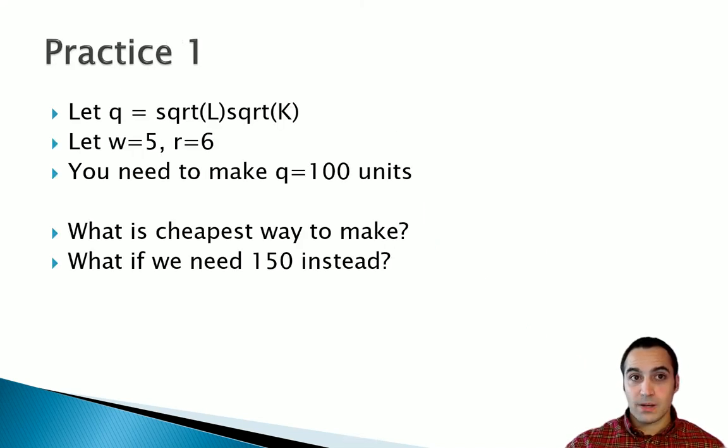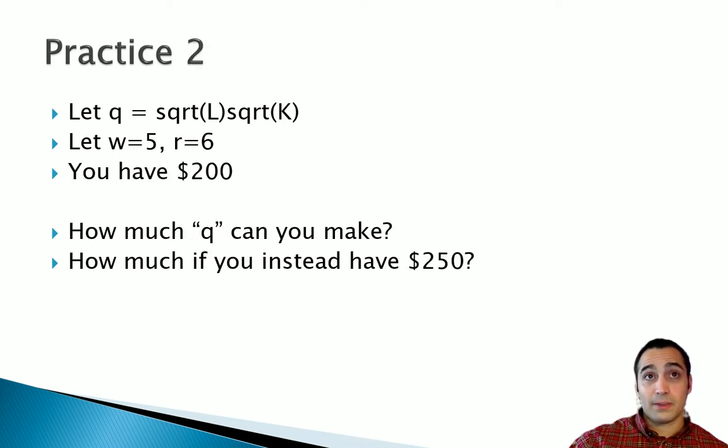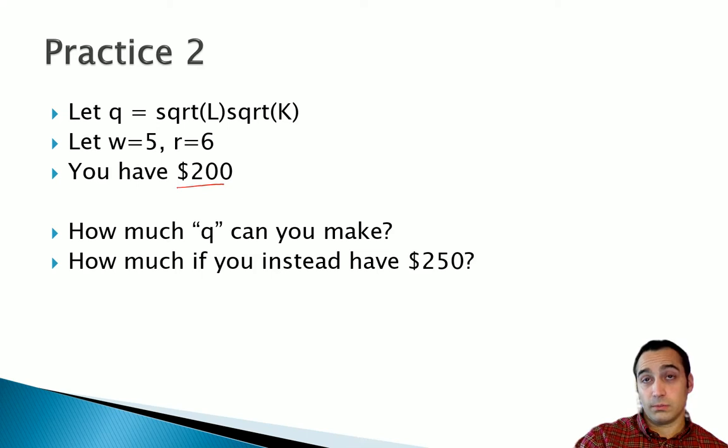So now it's time for y'all's practice. First, assume we have Cobb-Douglas production. Let the prices of labor and capital be given, and suppose you need to make 100 units of output. 1, what's the cheapest way to make all 100 units? And 2, what changes if we have to make 150 units instead? Then, repeat this process, assuming you have the same production function, same costs, but suppose you have to make 200 units, and then 250 units.